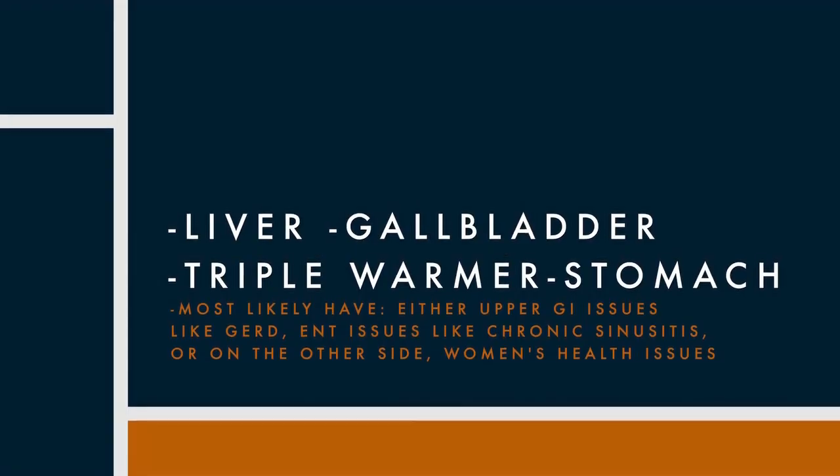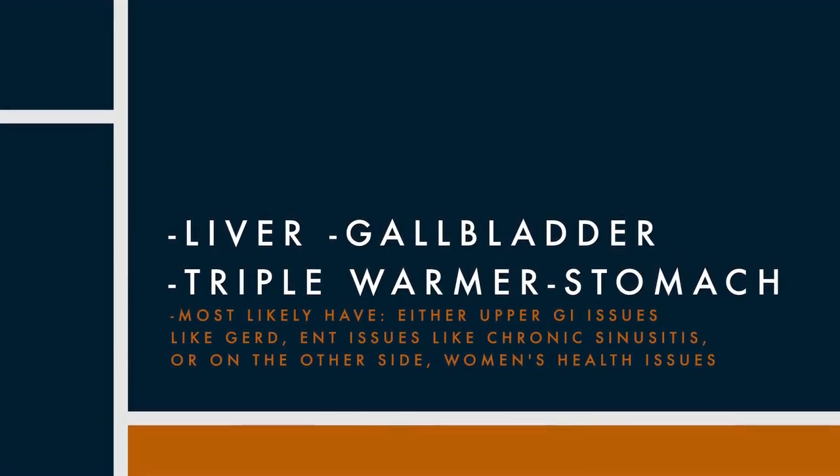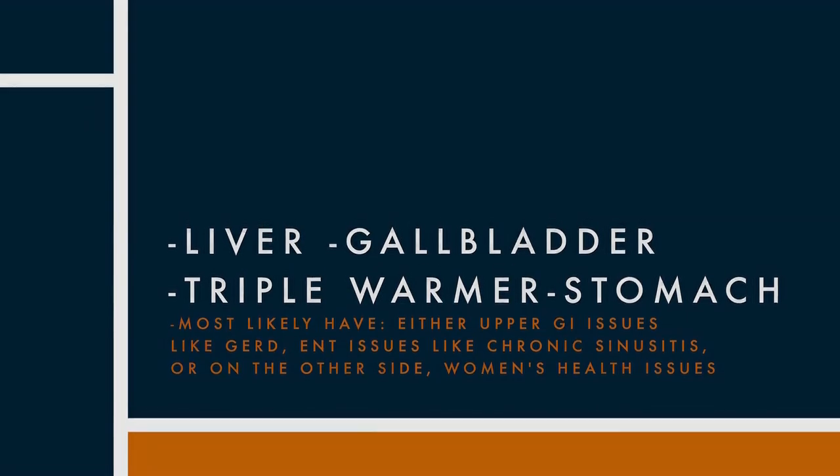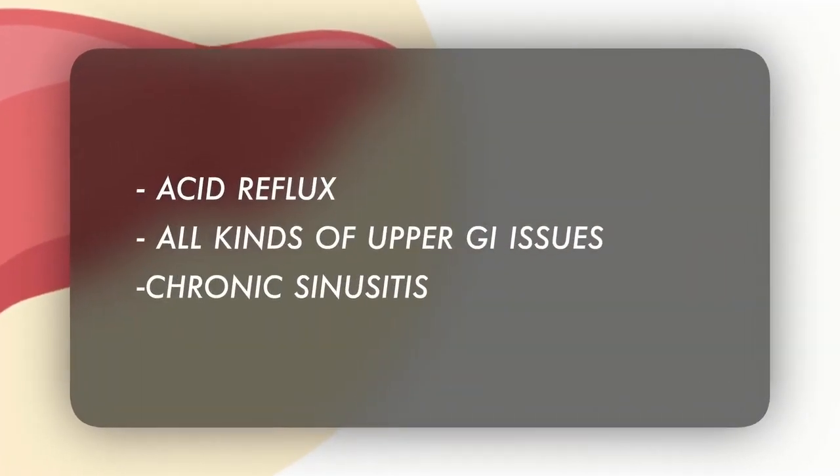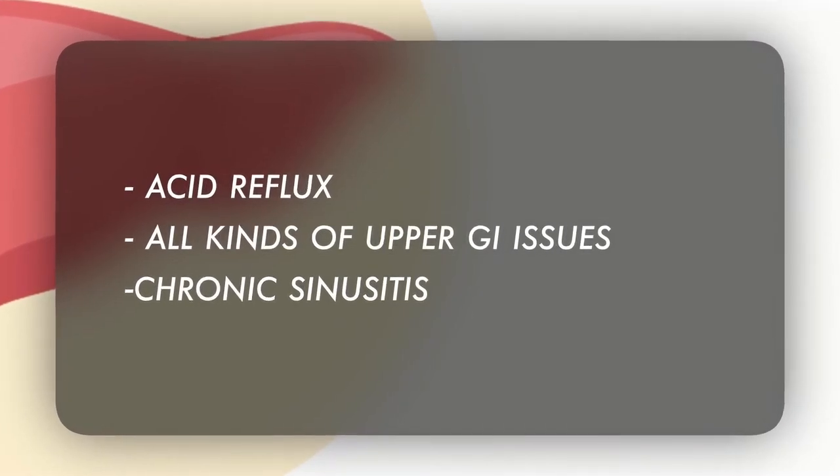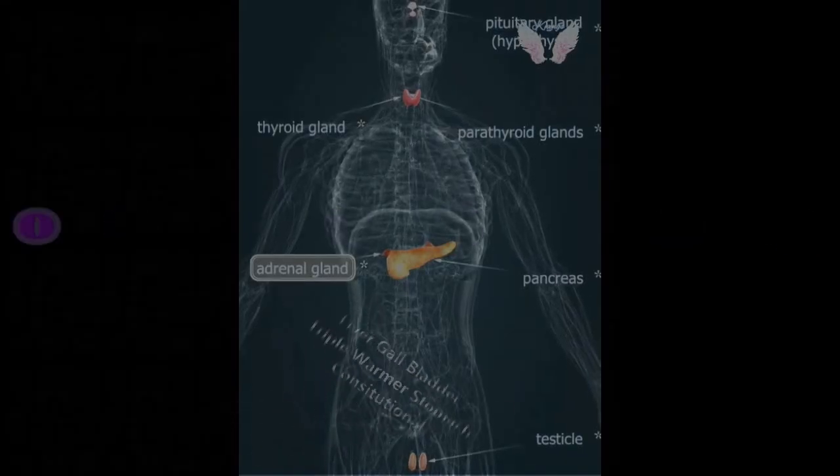We're going to call this the liver, gallbladder, and the triple warmer. This is the only organ in traditional Chinese medicine that does not have an anatomical correlate. About the liver and the gallbladder, what are some of the main symptoms people see? The most common symptoms that I see are related to acid reflux. GERD, acid reflux, all kinds of upper GI issues.